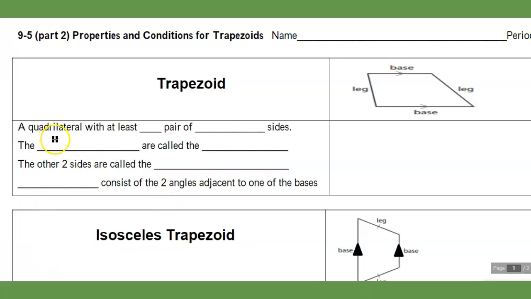So starting here, a trapezoid is a quadrilateral with at least one pair of parallel sides. Now it says at least one pair, which means you can have more than one pair. But if you have more than one pair, it's technically a parallelogram. So the trapezoids we're familiar with usually have exactly one pair, and that's what we're going to be working with.